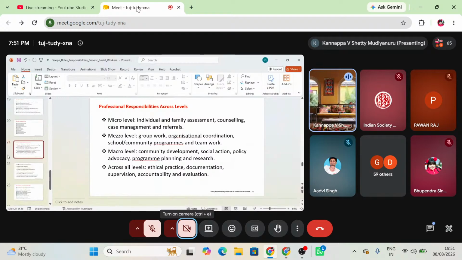And professional responsibility across levels. Micro, as we are aware, and meso and macro, across all levels: ethical practice, documentation, supervision. Especially supervision is very important for generic social workers as they are not specialized in medical, psychiatric or correctional settings. So they do need supervision from seniors, faculties or any other superior social worker.